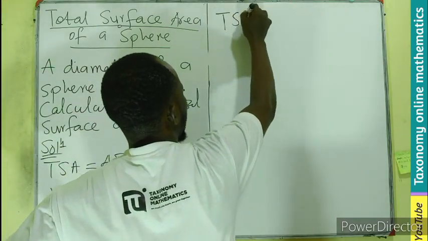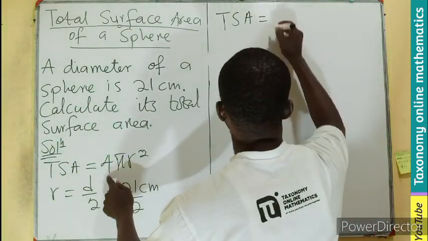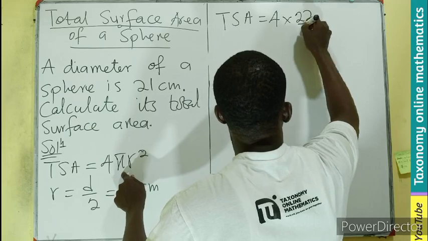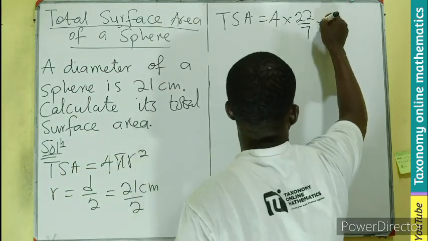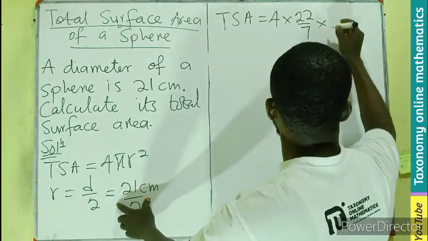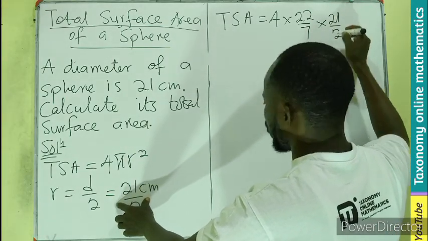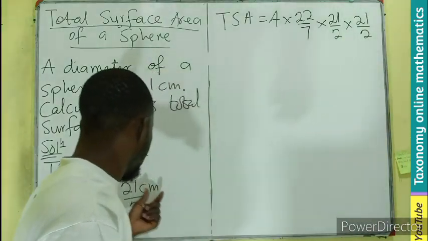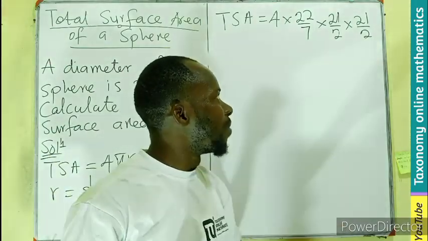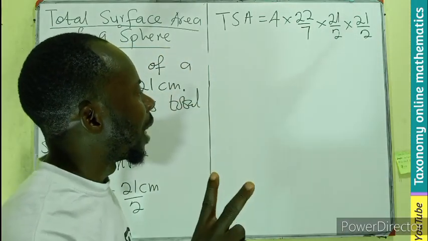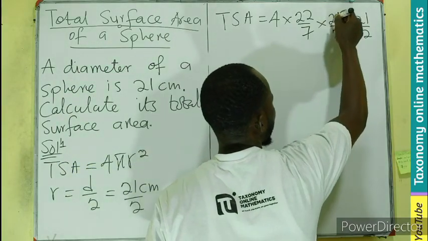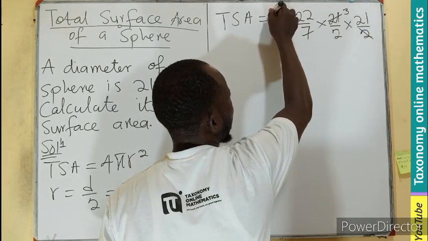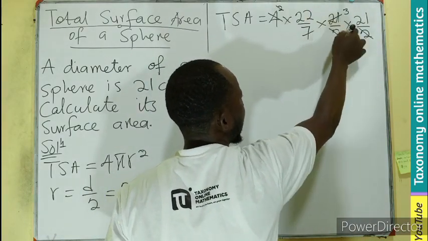So fast forward, our total surface area will be 4 times pi. Let's use 22 over 7 as the value of pi. Then times the radius, which we have as 21 divided by 2, and another 21 divided by 2, since the radius is squared. So 21 divided by 2 is multiplied by itself 2 times. Here, 7 will take care of 21 as 3, whereby the 2s will take care of the 4, remaining 2 and 2.